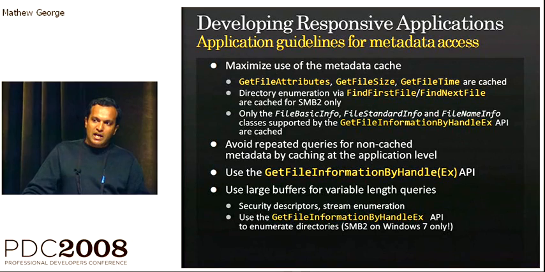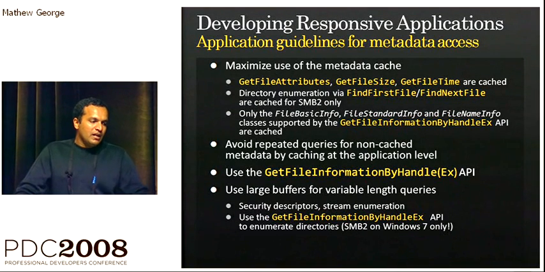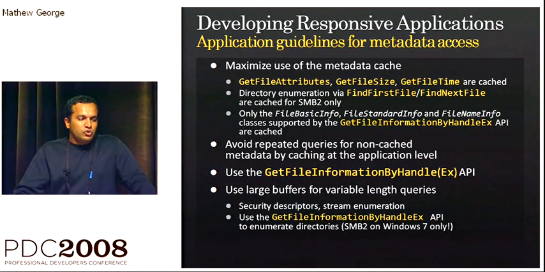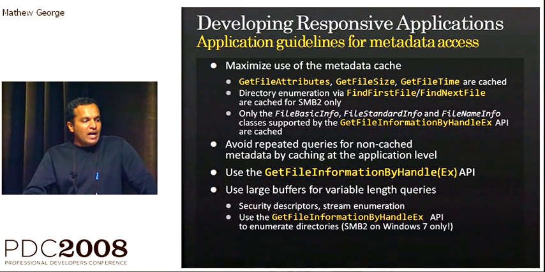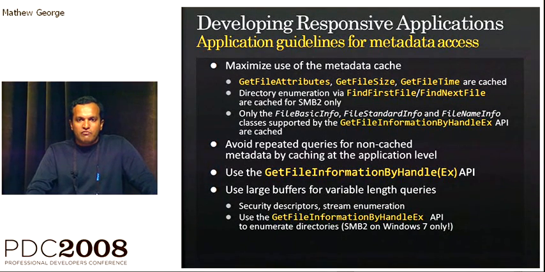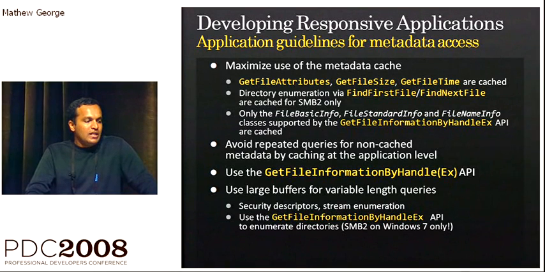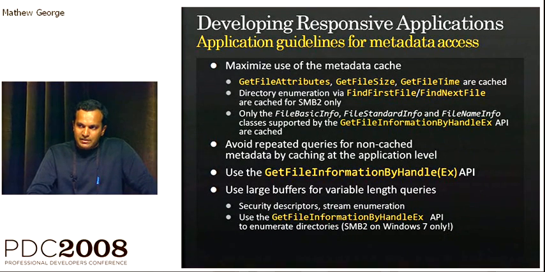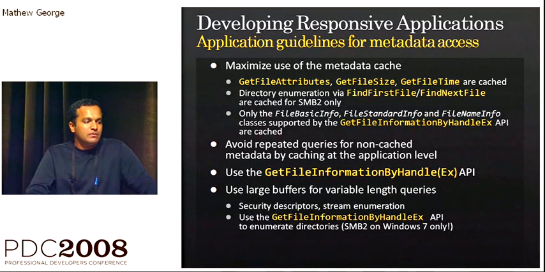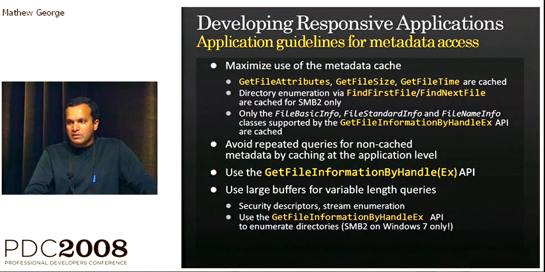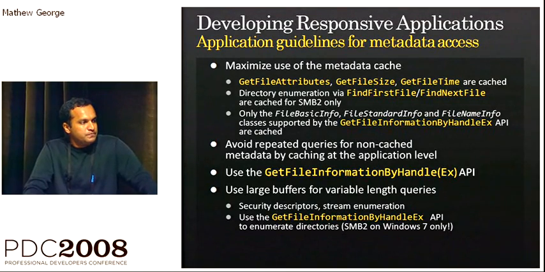So you can use this API to query for directories. There are two information levels in this API: file ID both directory information, and file ID information. And these two are used to query directories. The only thing you need to remember is Windows 7 caches the two levels used by this API, while Windows Vista or Windows 2008 don't cache. So even though you get the benefit of large buffers, you may not get the benefit of directory caching on older platforms.